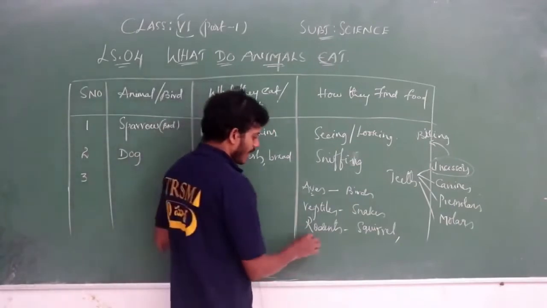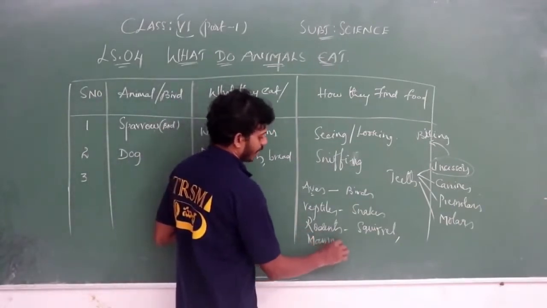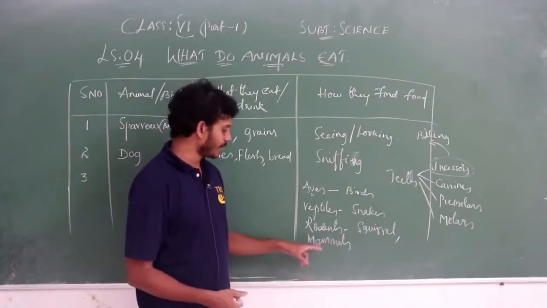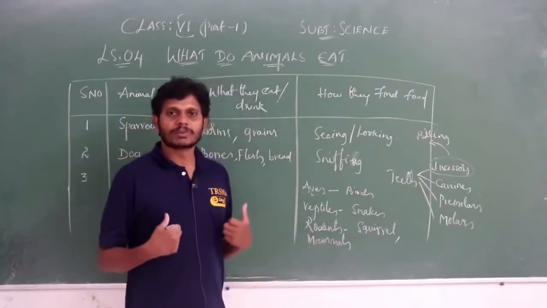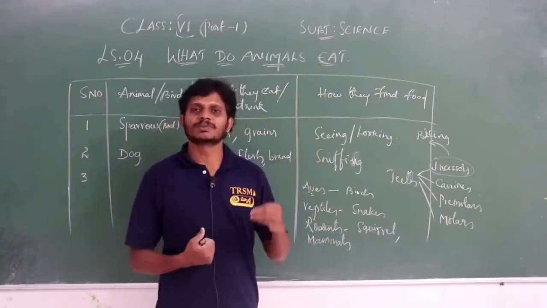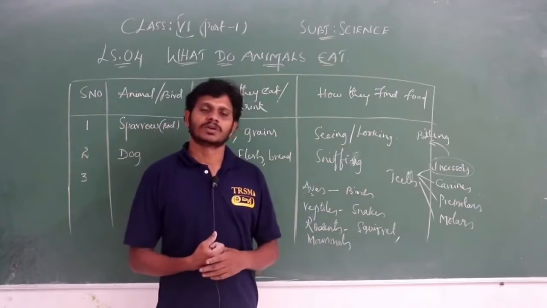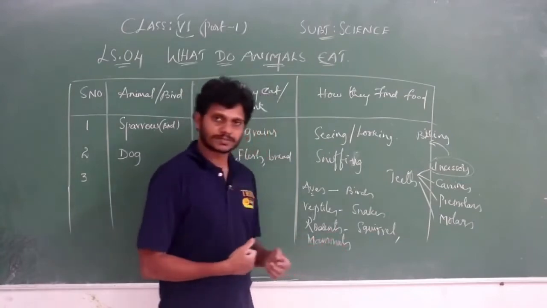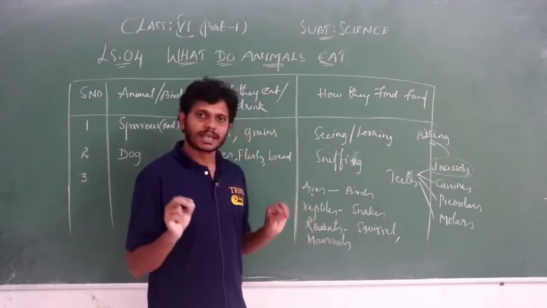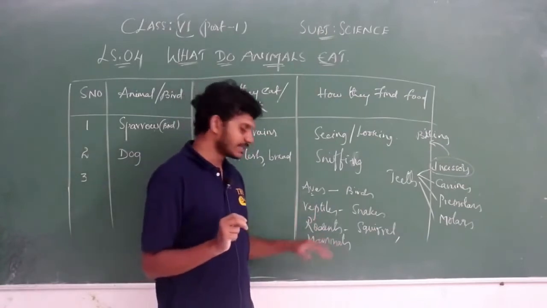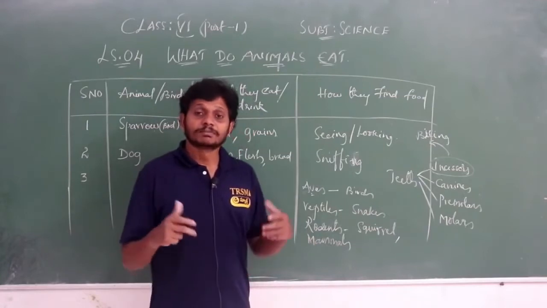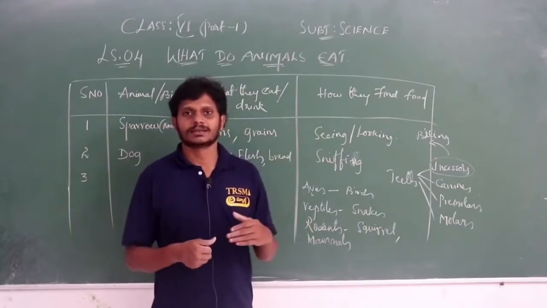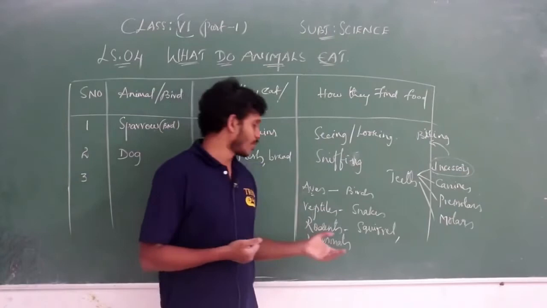Rodents are there, and also mammals. The other one is mammals, M-A-M-M-A-L-S. We come under mammals. Organisms which give birth and feed their babies with milk, we call them mammals. Did you understand? I repeat this once again. Mammals, M-A-M-M-A-L-S. These organisms give birth to their young ones and feed their babies with milk. So we call them mammals.